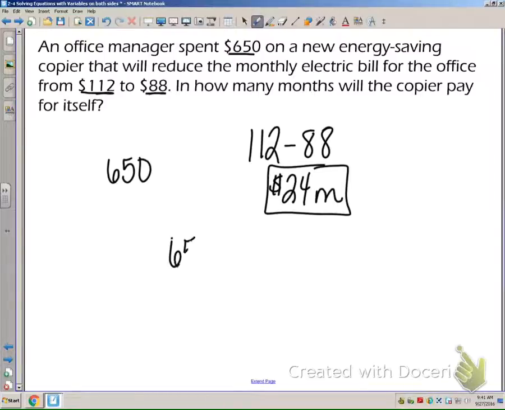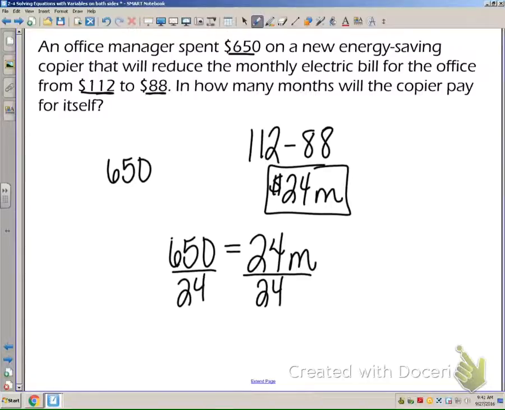So I would write an equation. $650 is equal to $24 times the number of months. So if I'm saving $24 each month, how many months will it take me to get to $650? If I divide that out, 650 divided by 24 gives me some really weird number. I just typed it in the calculator: it's like 27.083 repeating, and the 3 just keeps on going. That's the number of months.